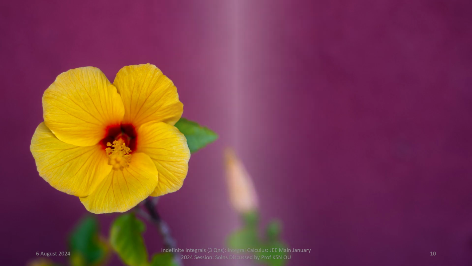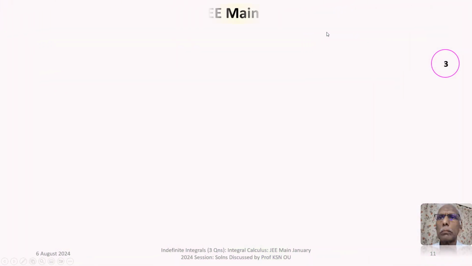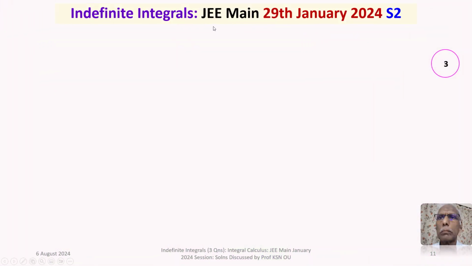Now let's move to the next question. This question has appeared in the JEE Main held on 29th January 2024 in the second shift.